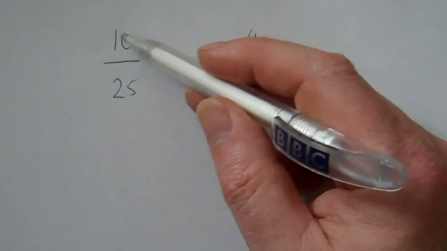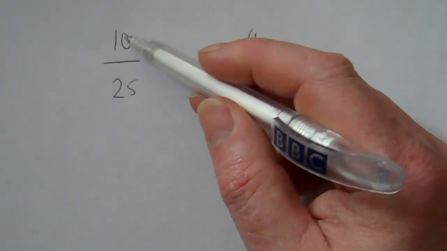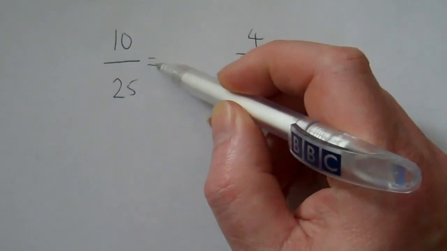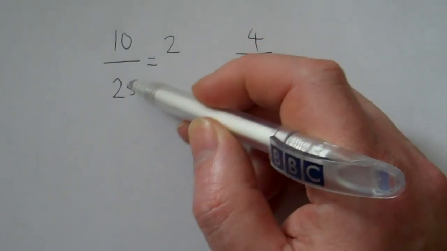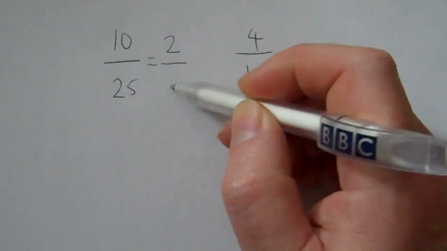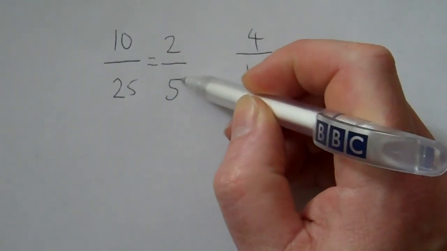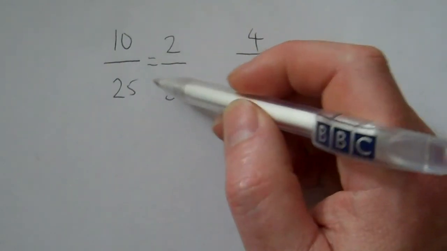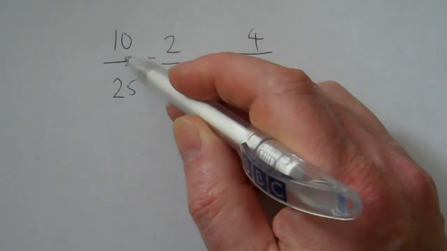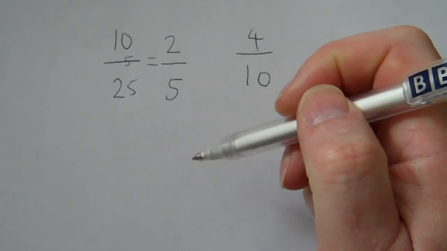Well, 5 goes into both, doesn't it? So how many 5s are there in 10? 2 5s are 10. How many 5s are there in 25? 5 5s are 25. So 10 25ths is actually equivalent to 2 fifths if we look at it being in 5th gear.